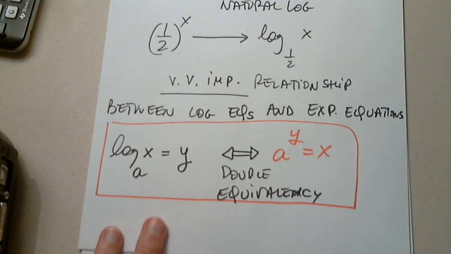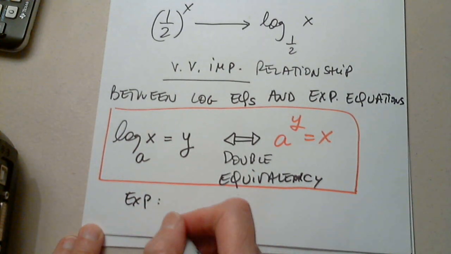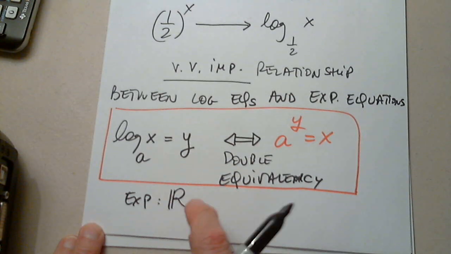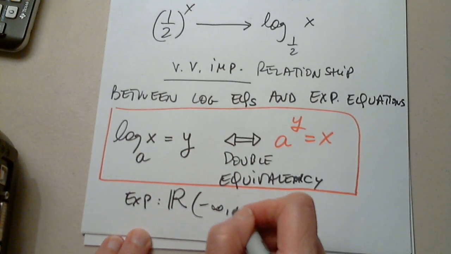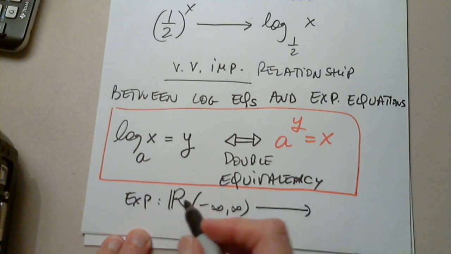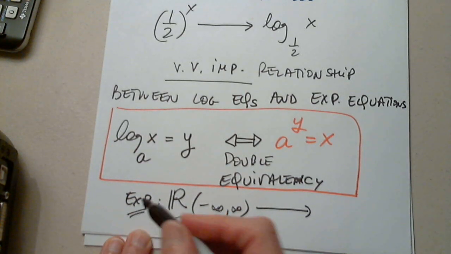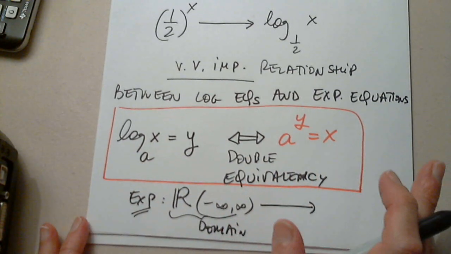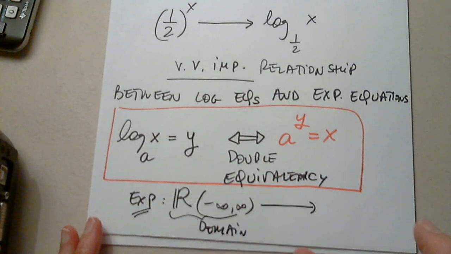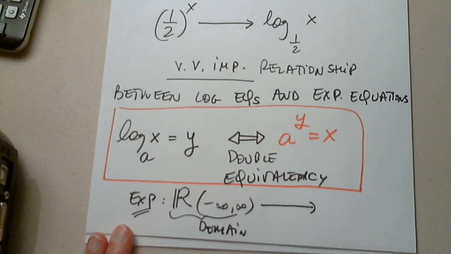So I will write here that the exponential function has domain all real numbers. We write it like this, or if you don't want to, we can write it like this. So this is the domain of any exponential function. Friendly, like polynomials, no headache, like the cube root, no headache. No restrictions. Never worry about the domain of the exponential function.